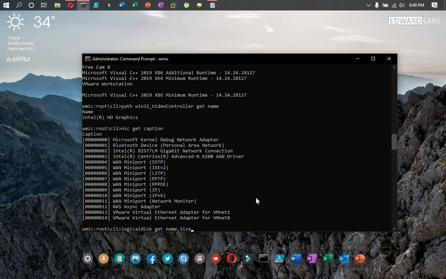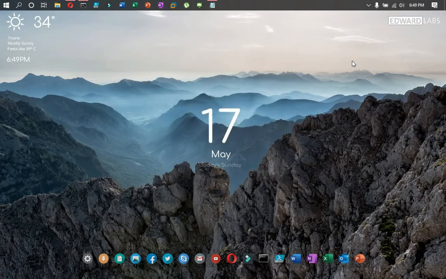So these were some important commands that you can use to find information about your computer. I will leave these commands in the description in case you need them, just for your reference. This is how you can find information about your computer using WMIC.